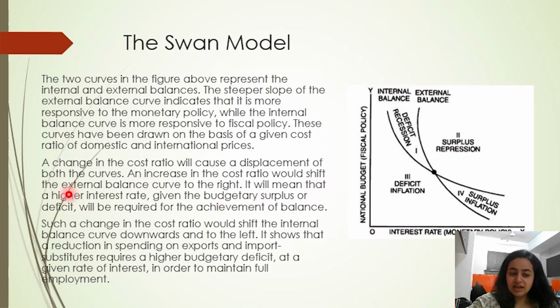It will mean that a higher interest rate, given the budgetary surplus or deficit, will be required for the achievement of balance. Such a change in the cost ratio will shift the internal balance curve downward, this one, to the left. It shows that a reduction in the spending on exports and import substitutes requires a higher budgetary deficit at a given rate of interest in order to maintain full employment.